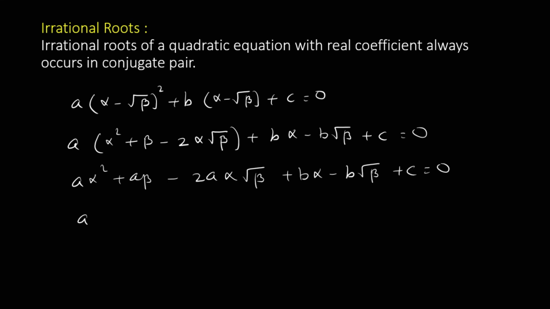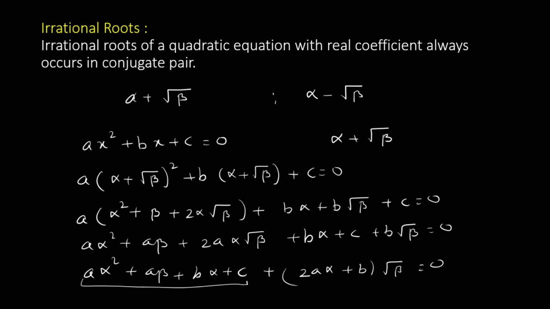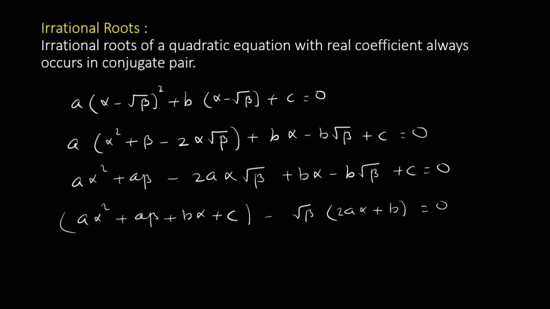So we can write here aα² + aβ + bα + c − √β(2aα + b). In the previous part we see that the rational part is equal to 0 and the irrational part is also equal to 0. So we put the value: 0 − √β into 0, so this is equal to 0. Hence we say that α − √β is also a root of the given quadratic equation.